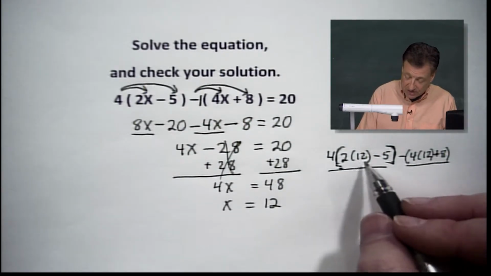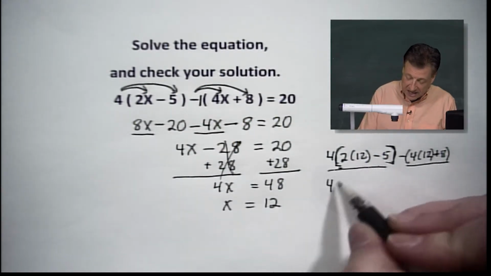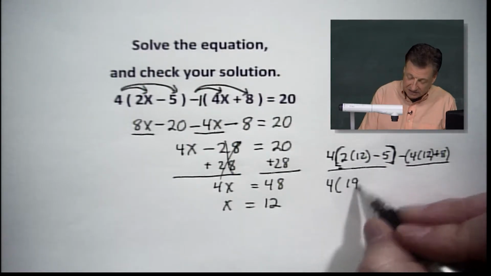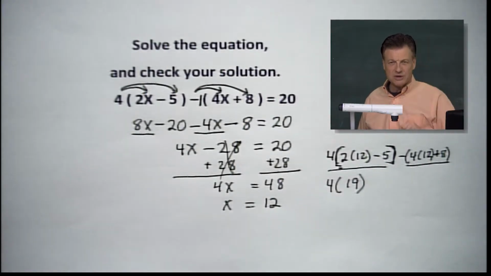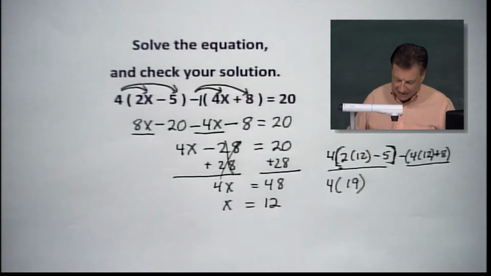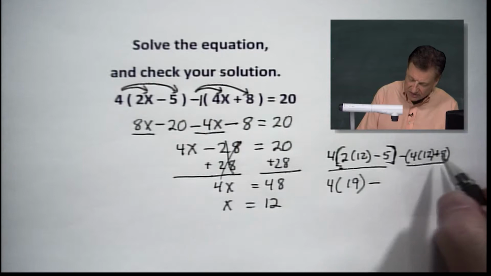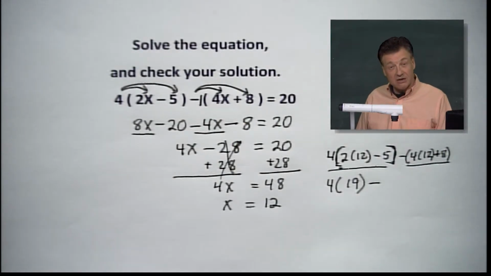Whew, that's a lot of numbers here, isn't it? Well, I'm looking at 4 times 19. How'd I get that? Because I know 2 times 12 is 24. Think about your money. 24 minus 5 is 19. All right, we're going to subtract all this good stuff.